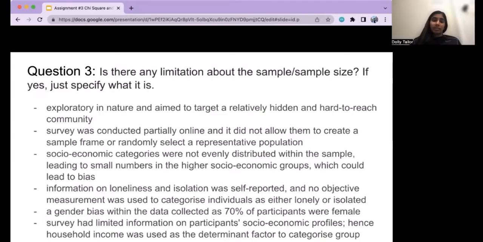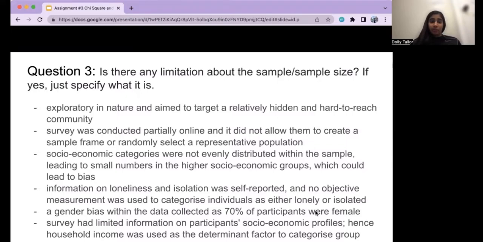Question 3, are there any limitations to the sample or sample size? So yes, there were some limitations about the sample size. It was exploratory in nature and aimed to target a relatively hidden and hard to catch community. Secondly, the survey was conducted partially online, so it didn't allow them to create an adequate sample frame or randomly select a representative population. Third, the socioeconomic categories weren't evenly distributed within the sample, so there were very small numbers of higher socioeconomic groups, which led to a bias.